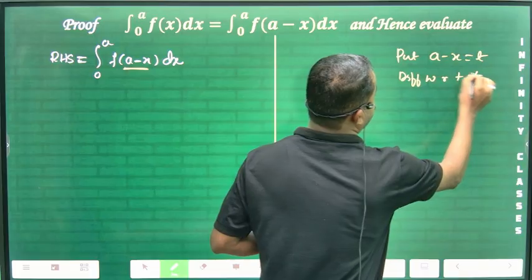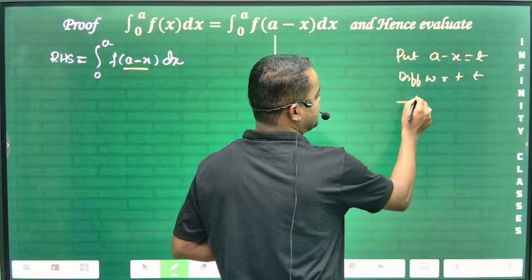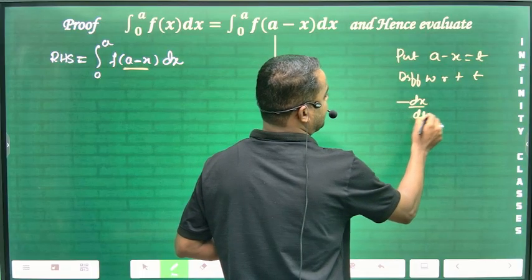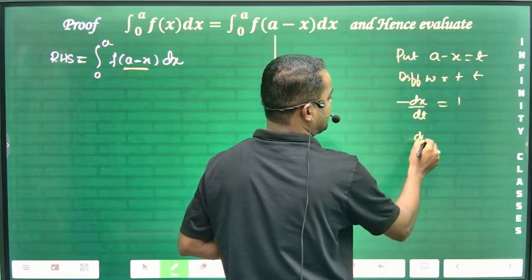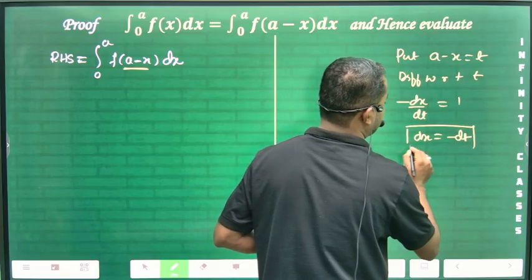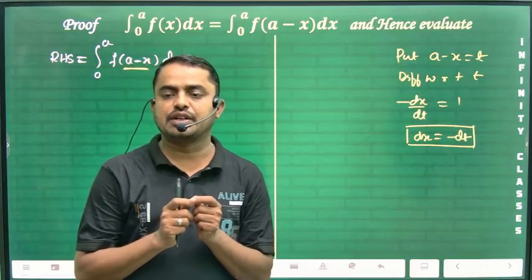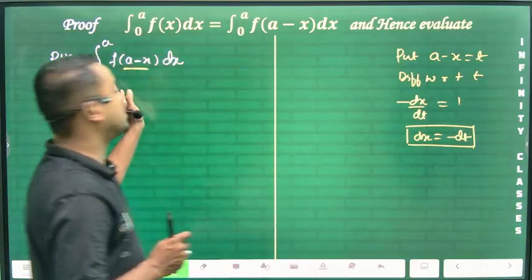With respect to t, derivative of a is 0, derivative of x with respect to t means dx by dt, and derivative of t is 1. Then solve for dx: dx is equal to minus dt. So after taking the substitution, we have to change the limits, lower limit and upper limit.